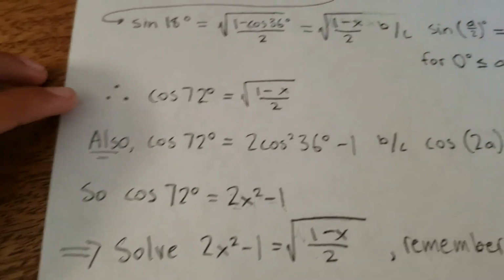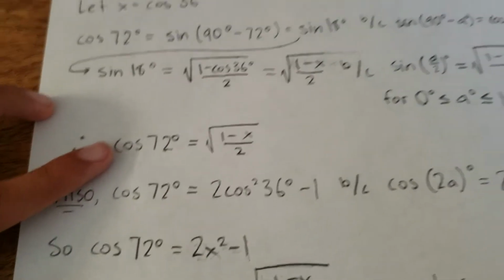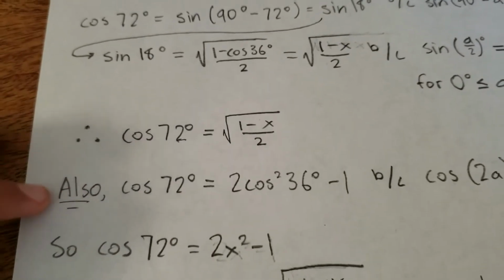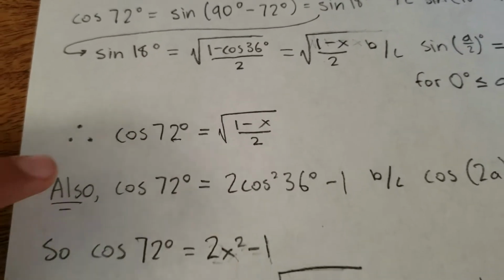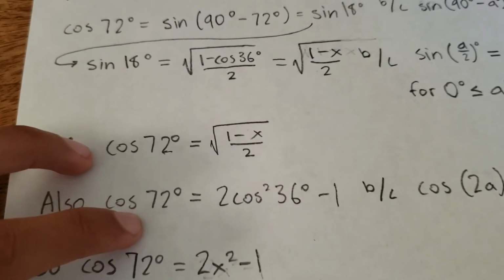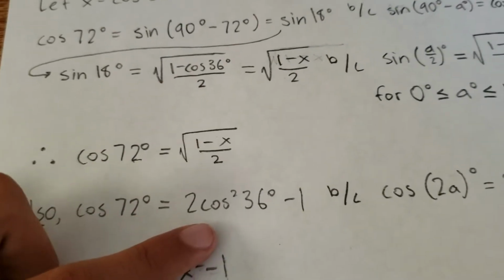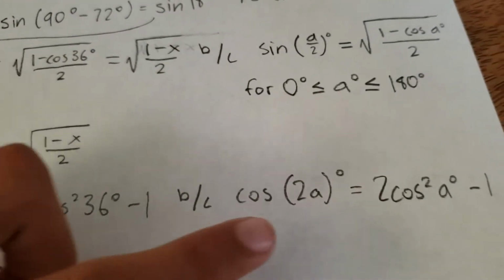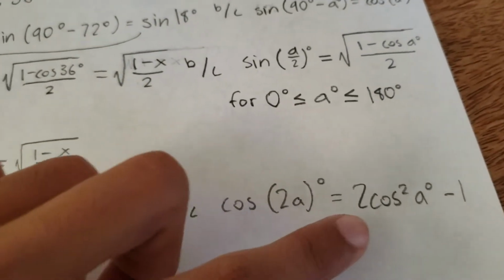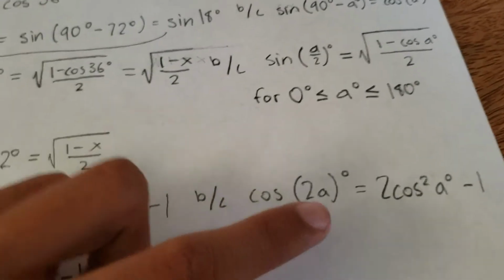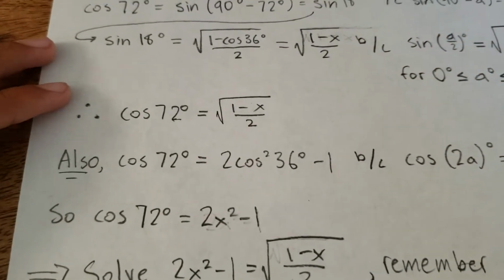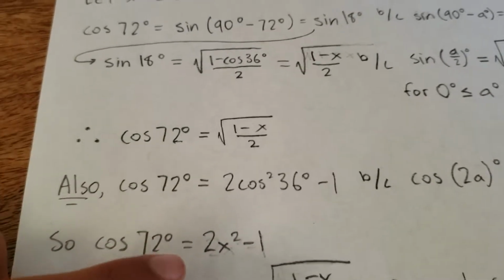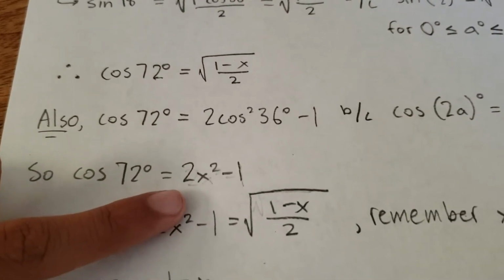So now that we have that, we just need another way of expressing cosine of 72 degrees. Tackling it from another perspective, cosine of 72 degrees with the double angle formula is 2 cosine squared of 36 degrees minus 1. And this is a formula generalized for a degrees. Because we let x equal cosine of 36 degrees, it's just 2x squared minus 1.